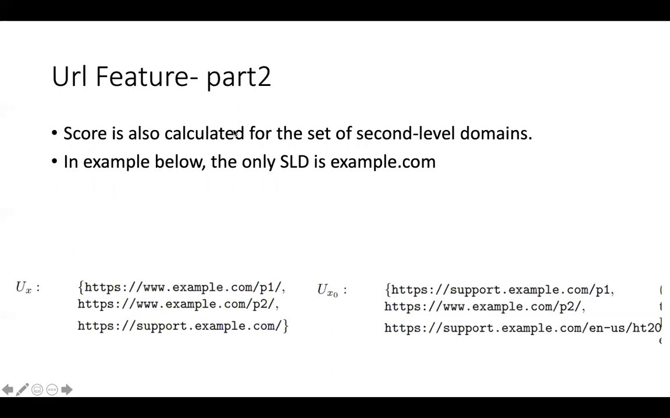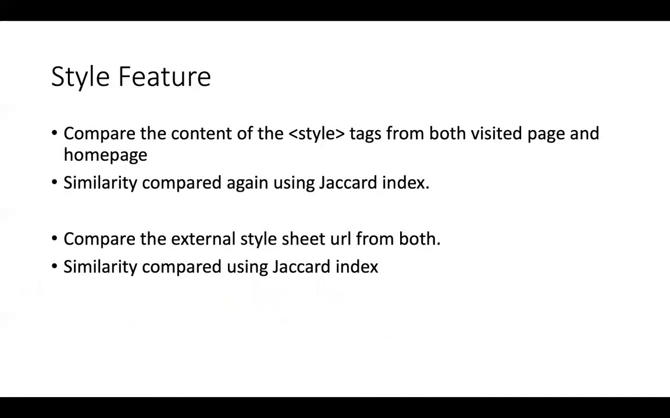And then the score is also calculated for the set of second level domains. So in the example below, the only common second level domain is example.com. So that means the score is 1. Then they also compare the style tags from both the visitor page and the home page to see how many similar style tags there are.